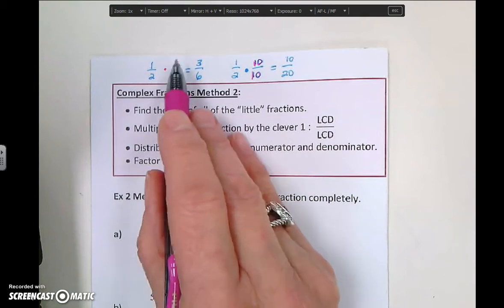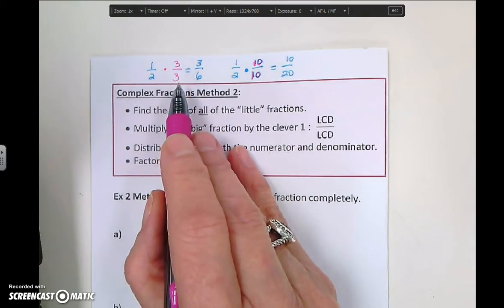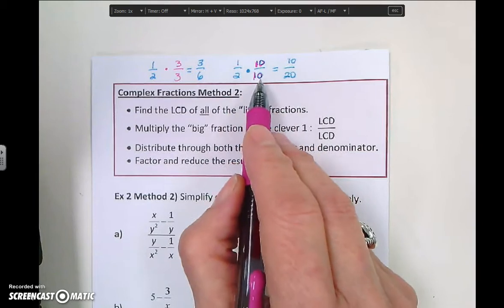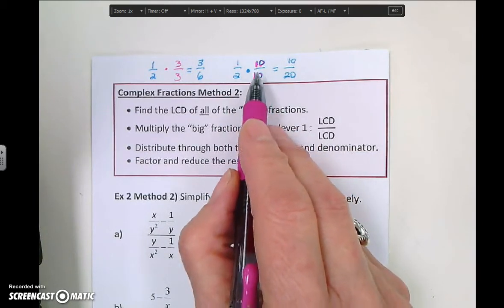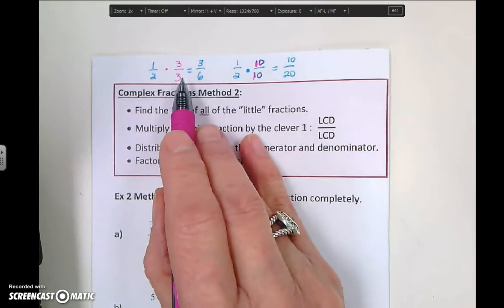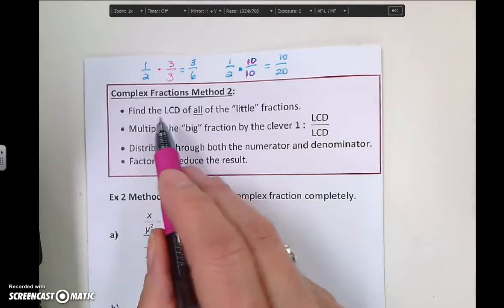So this is called a clever one because it accomplishes something that I want it to do. It's a purposeful choice of 3/3 maybe. Here I've done the same thing with 10/10. This would be my other clever one that's going to give me 10/20. So we're going to use this same thought with our expressions down here.